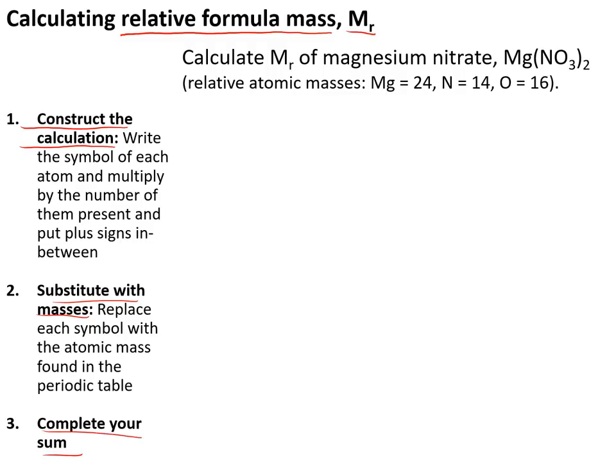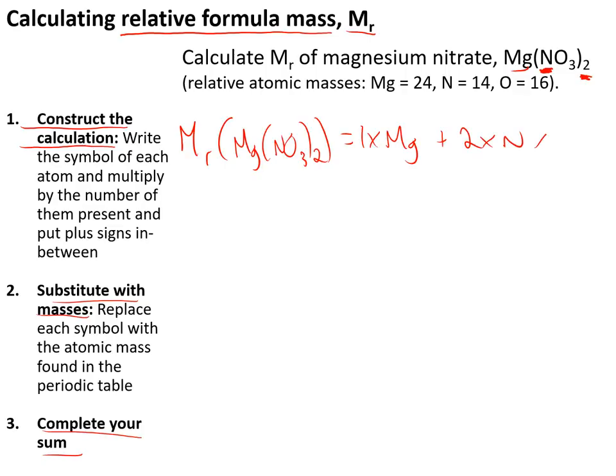So an example of this, if we're calculating Mr for magnesium nitrate, we're going to construct it properly first of all. So we're going to say Mr and then in brackets Mg(NO3)2, like that, okay, equals 1 times magnesium plus 2 times nitrogen, because although there's 1 nitrogen, the nitrogen is in the brackets and there's 2 outside the brackets. So there's 2 nitrogens in total, so 2 times N for that. Okay. And then we're going to add that to 6 oxygens, because there are 3 oxygens here, but because there's 2 outside the brackets, we're going to have 3 times 2 to make 6 oxygens.